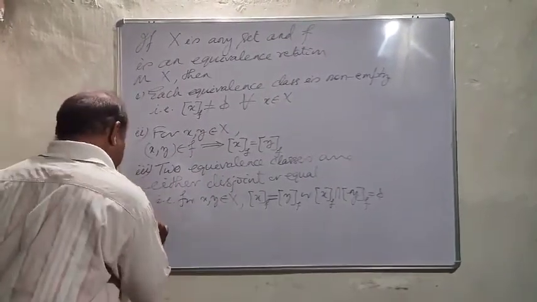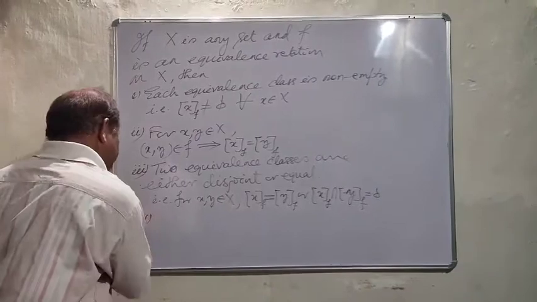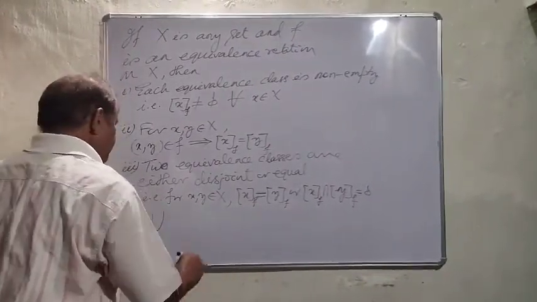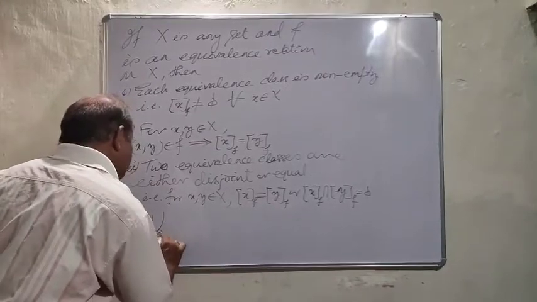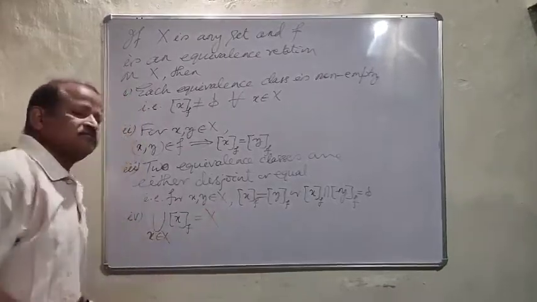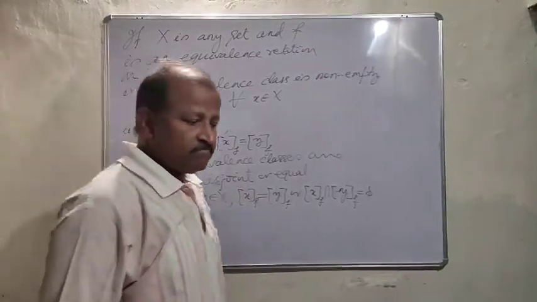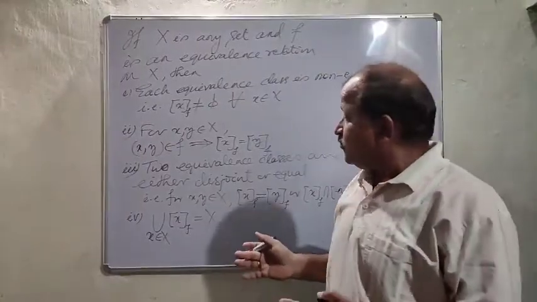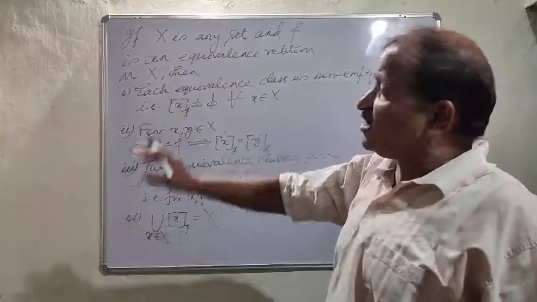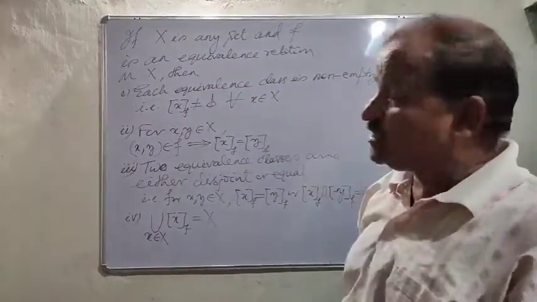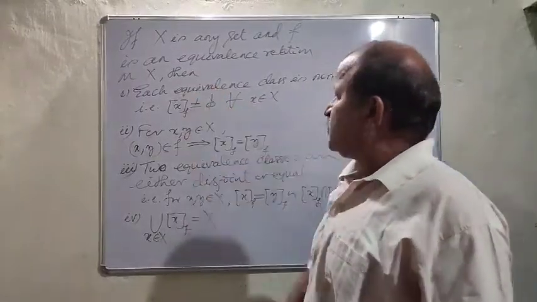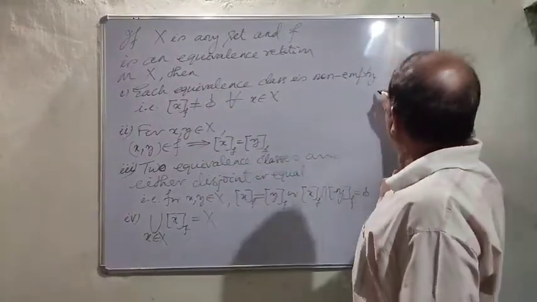Number four, union of all such equivalence classes is equal to X. Okay? If you want, we can prove it using the definition of equivalence class and equivalence relation. Let us try to prove this one. It's very simple.